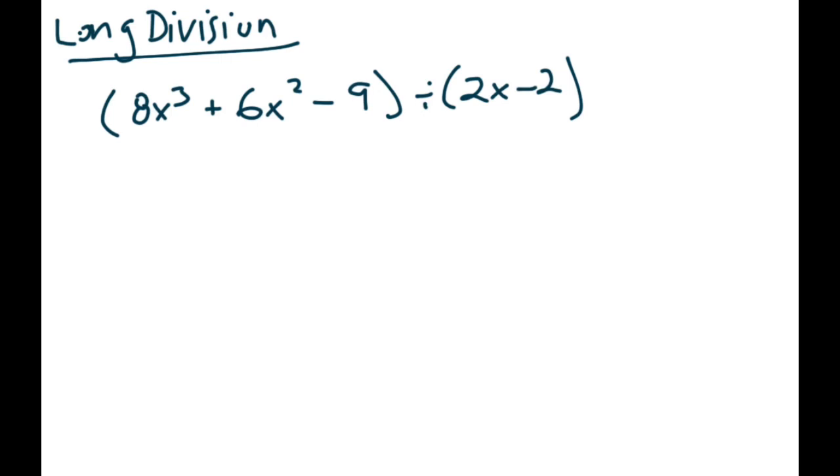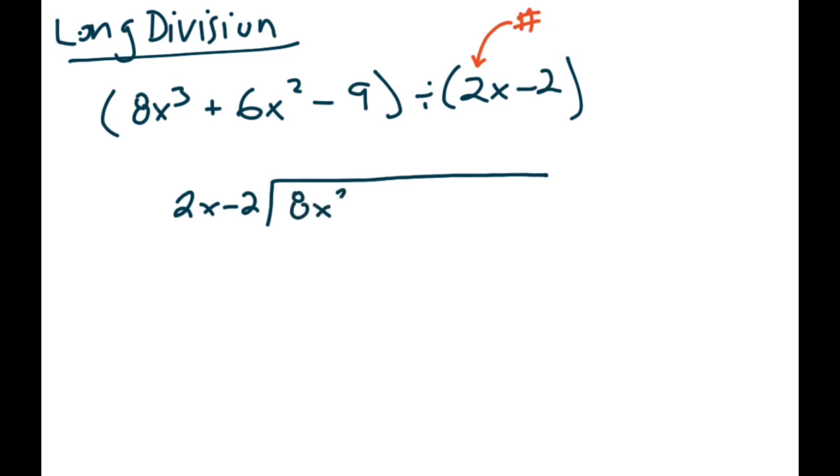All right, long division. So we know that we need to use long division because there's a number in front of the x, okay? We can only use synthetic division when it's x plus or minus a number. So we're going to put the 2x minus 2 on the outside of our long division sign. And on the inside is going to go 8x cubed plus 6x squared plus 0x minus 9. So we need to make sure that we have a placeholder here.